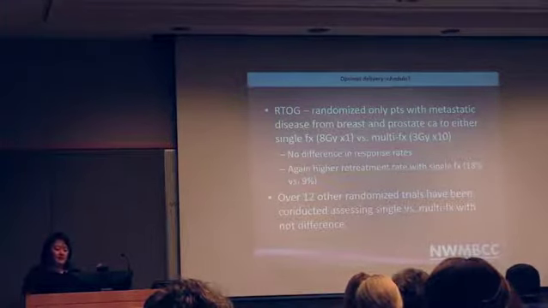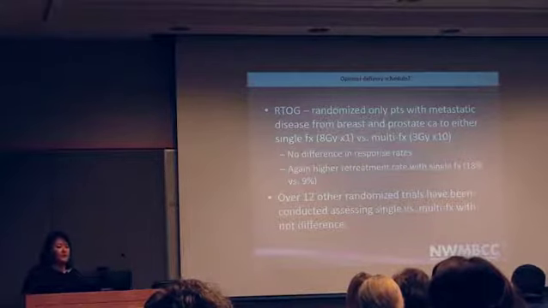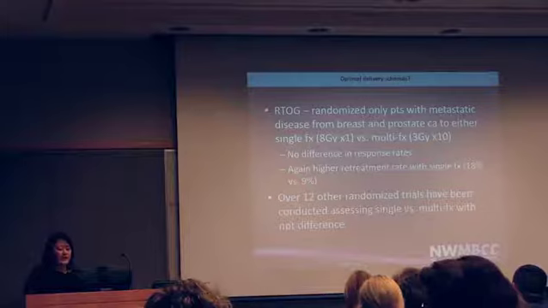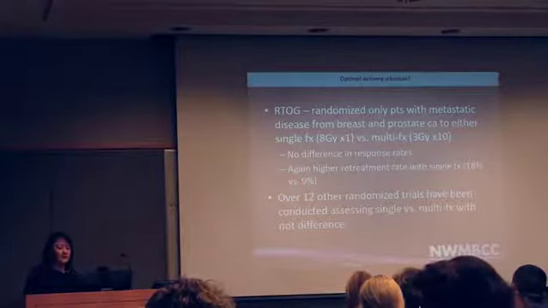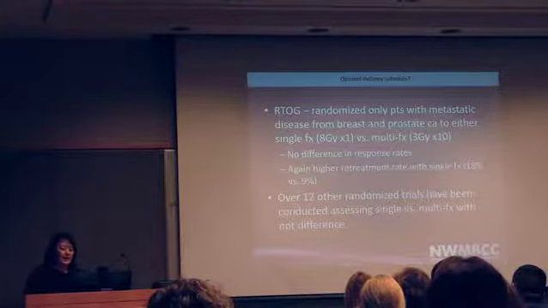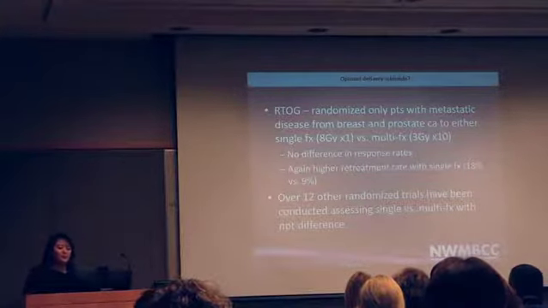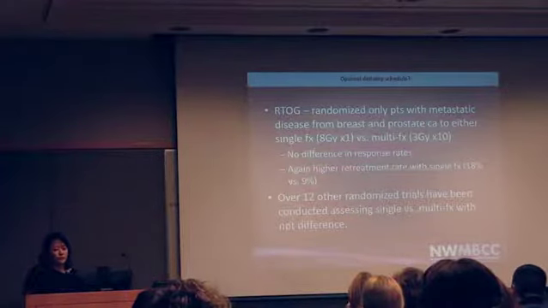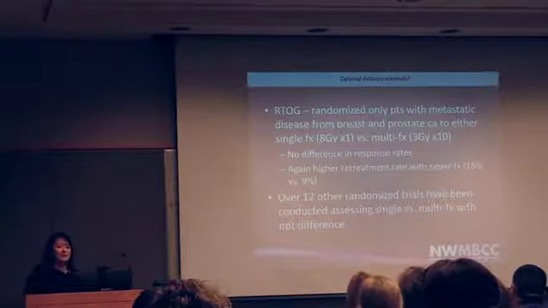And what they found was they randomized women patients to either 1 fraction or 10 fractions. And they found no difference at all in the response rates. Again, the retreatment rate was slightly higher, so patients were coming back again for more radiation. It was 18% in the single fraction arm, and 9% in the multiple fraction arm. But again, over 12 other randomized studies have tried looking at this, and they really haven't found the golden fractionation scheme or the golden schedule that makes sense.